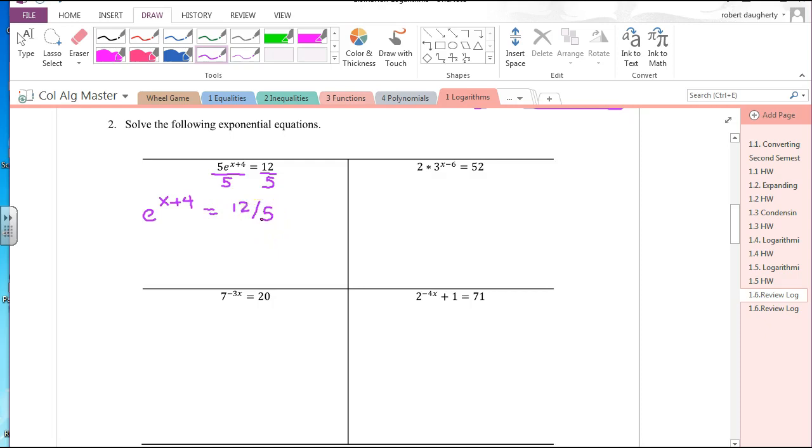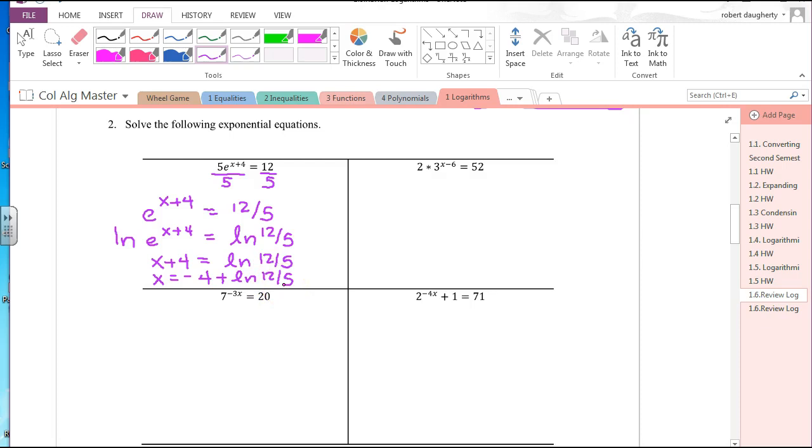The base here is e, so I want to take the natural log of both sides. I'm going to take the natural log of e to the x plus 4 equal the natural log of 12/5. The reason I take the natural log is because the natural log of e to the x plus 4 is just x plus 4. So x plus 4 equals the natural log of 12/5. So x is equal to -4 plus natural log of 12/5.